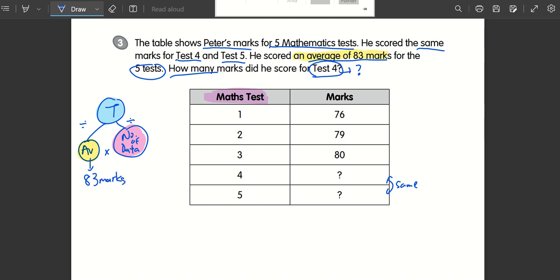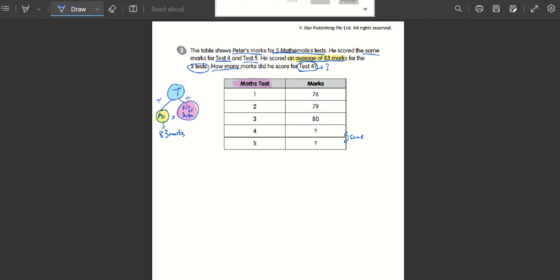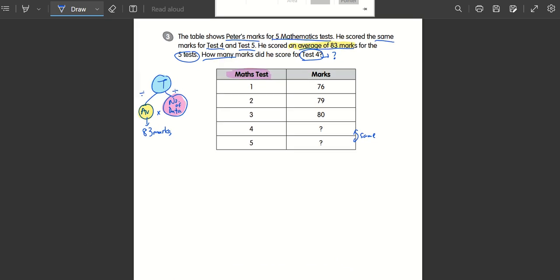Using the first method, the step-by-step approach, I have 5 tests here. That would mean I can get to finding the total marks for 5 tests. That is the average 83 marks times the number of data, 5 tests, and that should give me 415 marks as the sum of all the marks here.